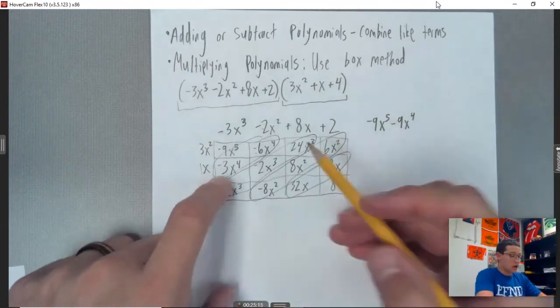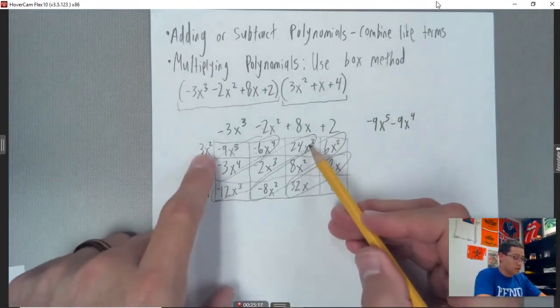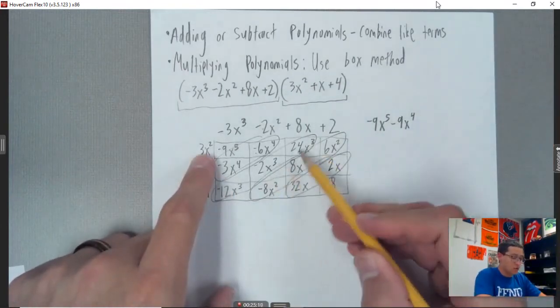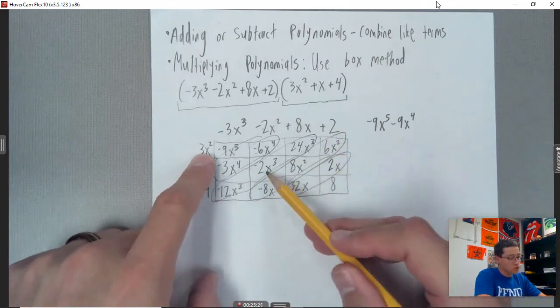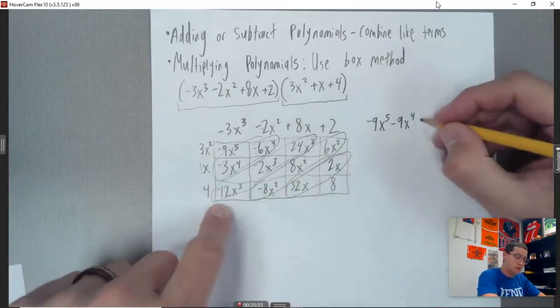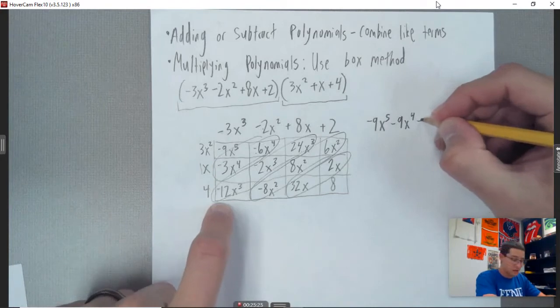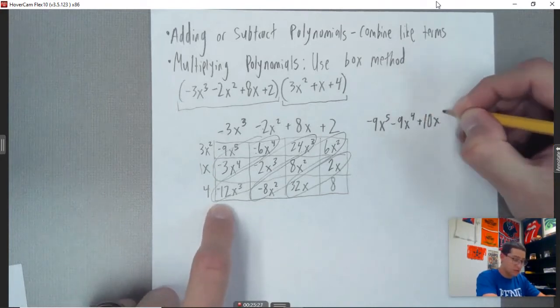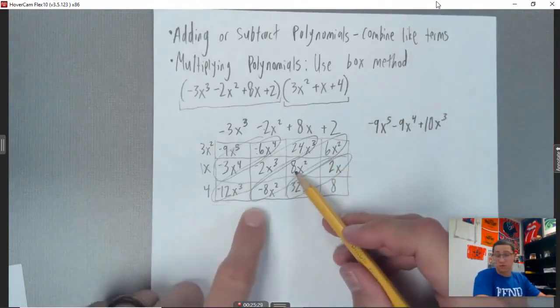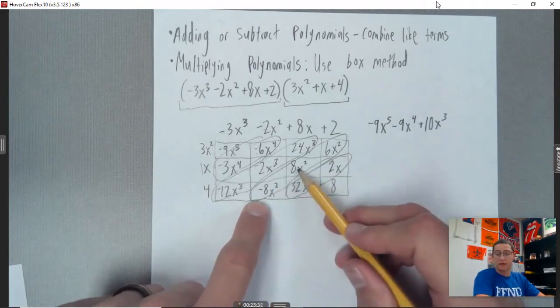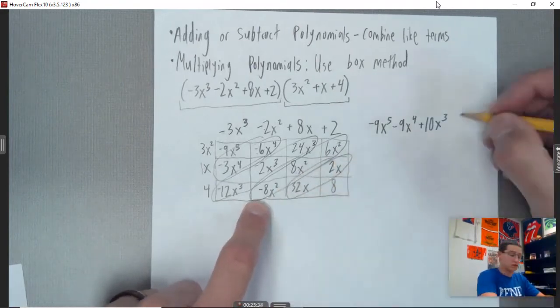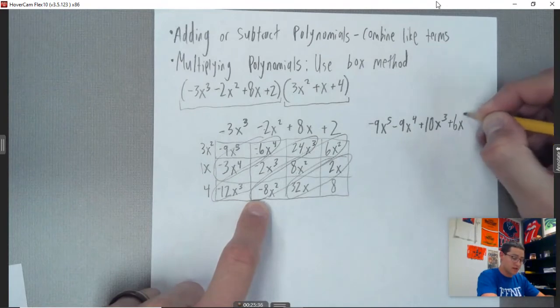Okay, on this one, 24x cubed minus 2x cubed. So I'm now at 22x cubed. 22x cubed minus 12 plus 10. Okay, plus 10x cubed. Over here, these two cancel, right? 8 minus 8, 0. Okay, so on that one, I've just got 6x squared.